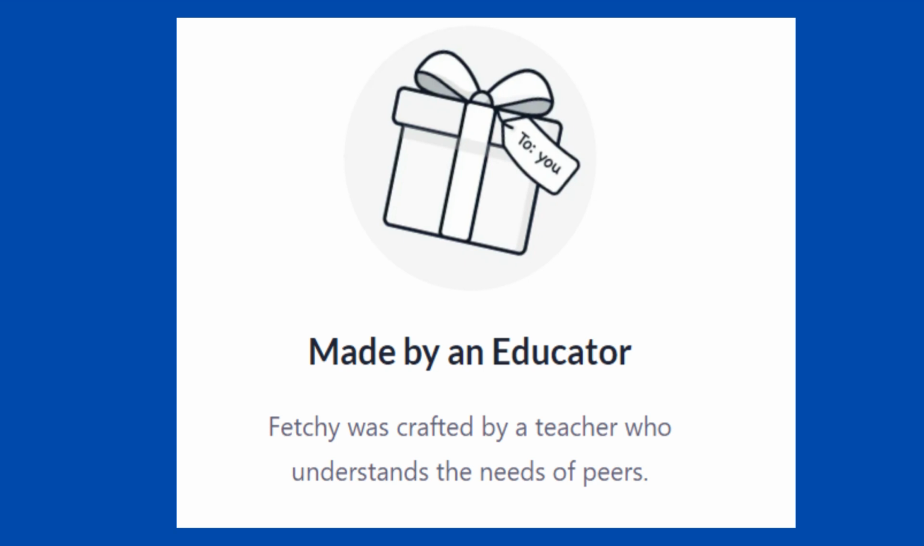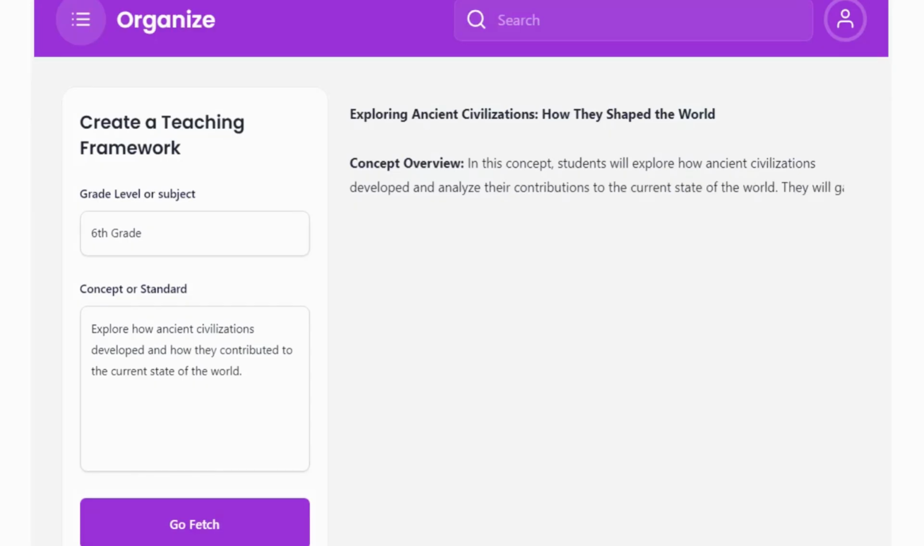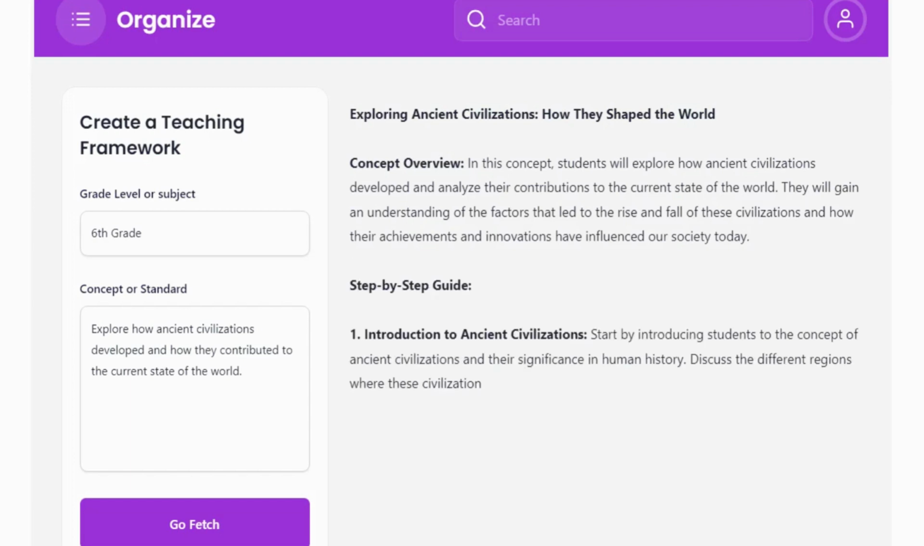The second one is Fetchy. Made by an educator, Fetchy was crafted by a teacher who understands the need for AI that is not average; it's especially schooled in all aspects of teaching. And this feature is the concept overview.